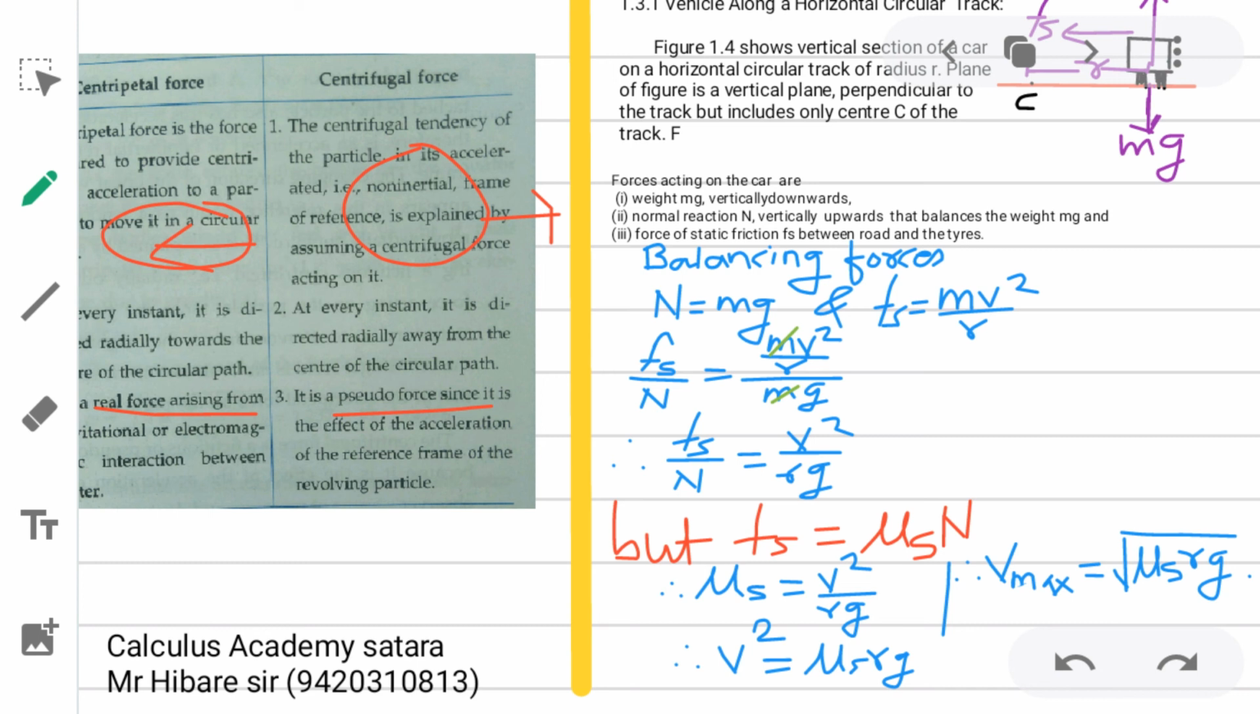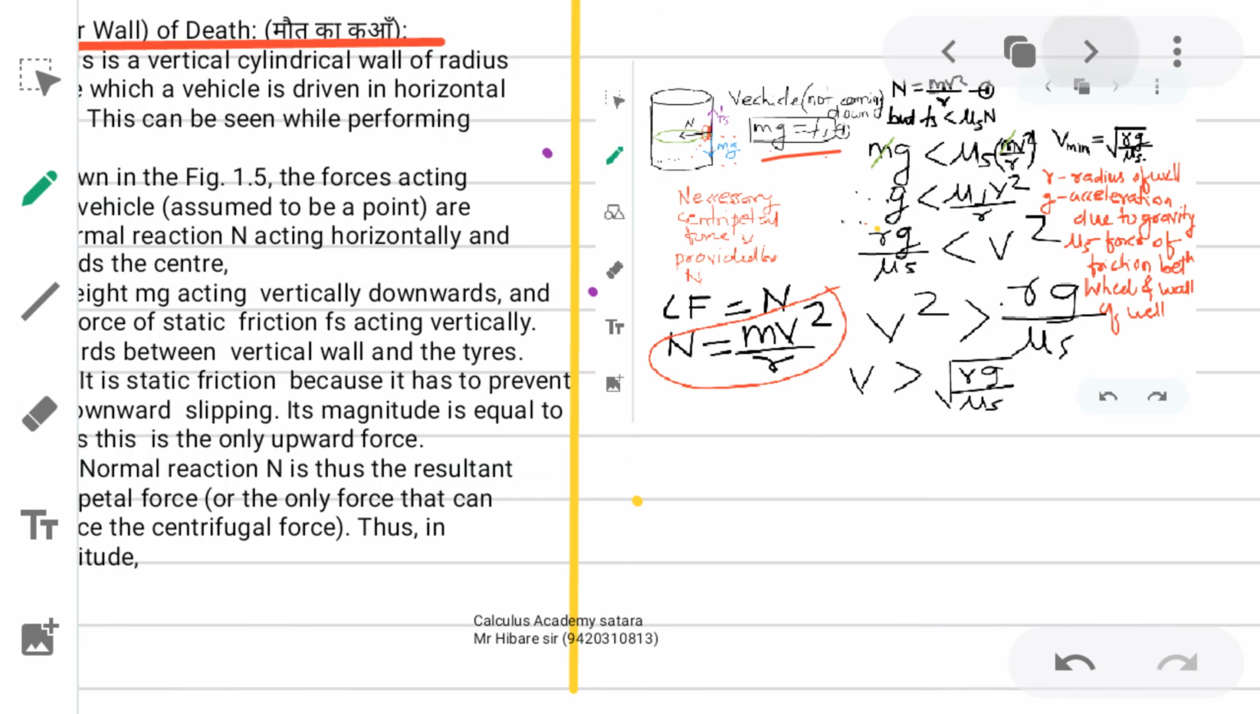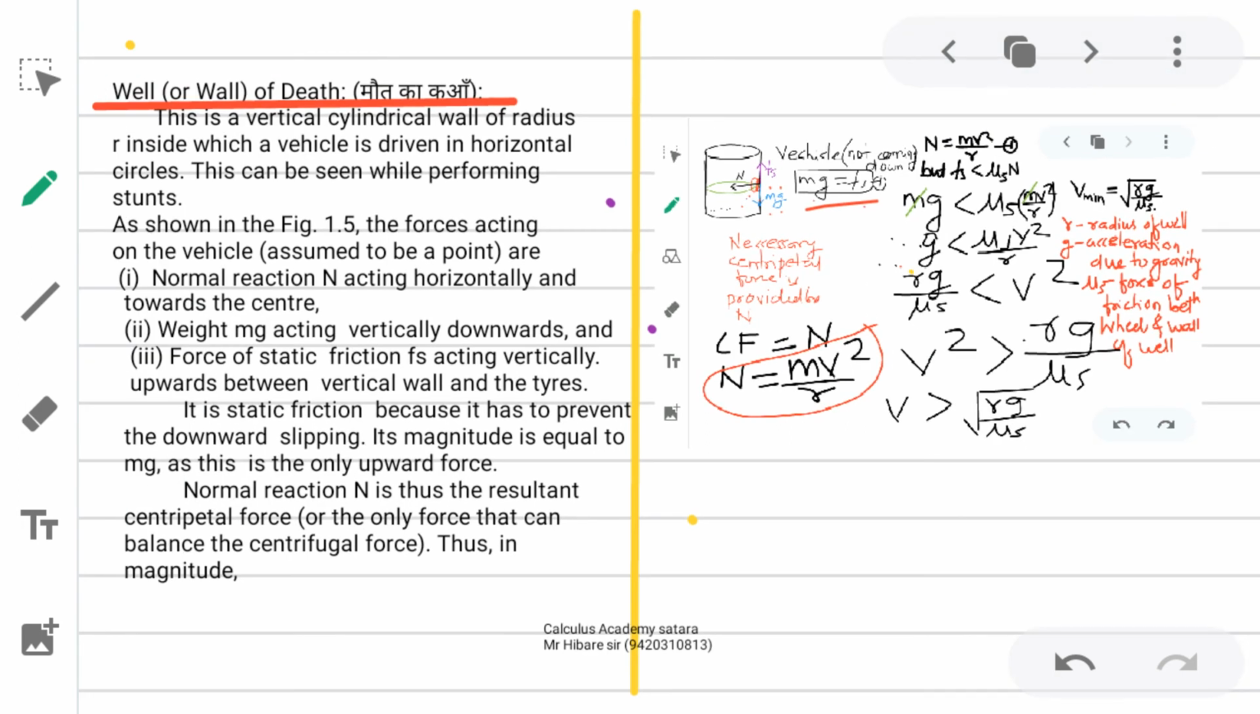For the given road, the radius of curvature of the circular path remains constant and g remains constant. The variable here is mu s. If the force of friction is very less, then the speed will be very less. That's why we require the angle of banking.